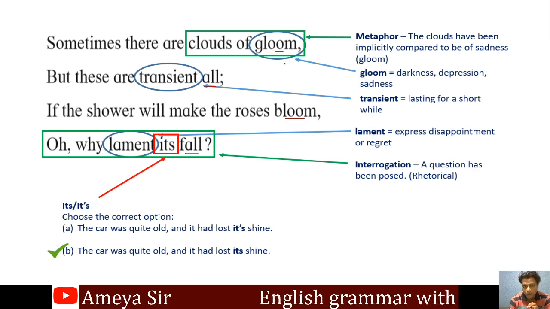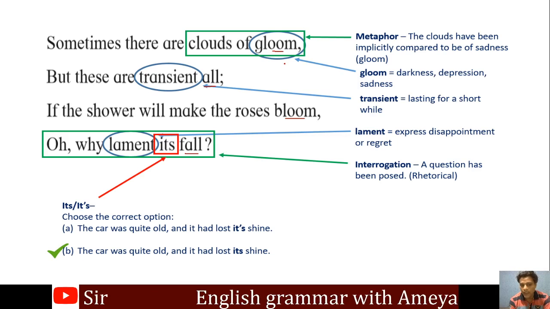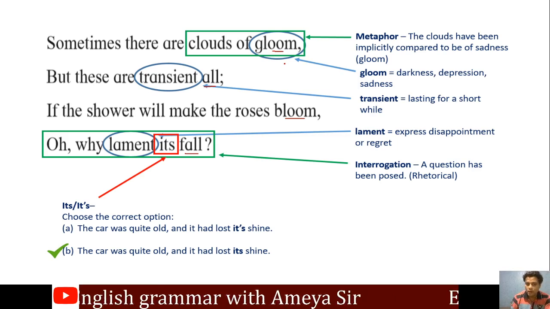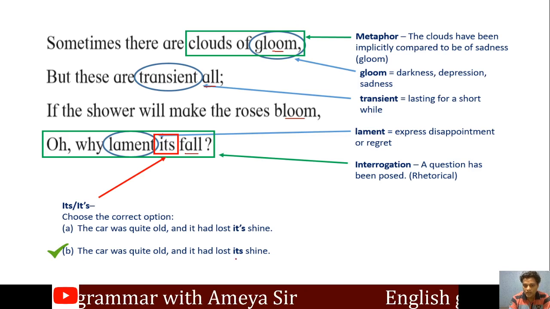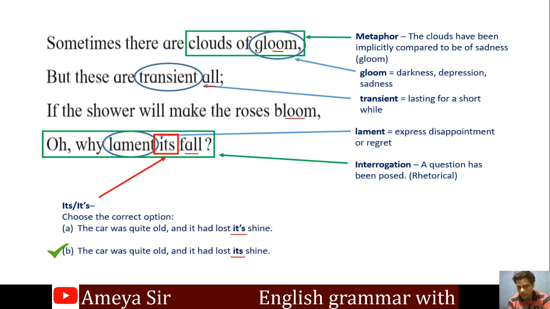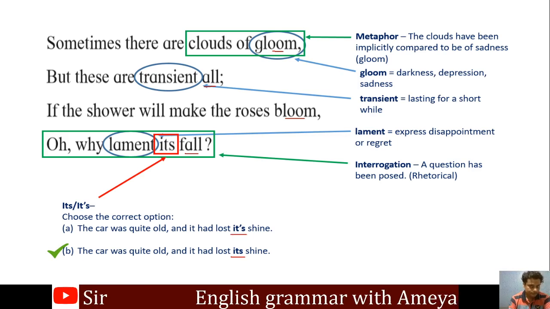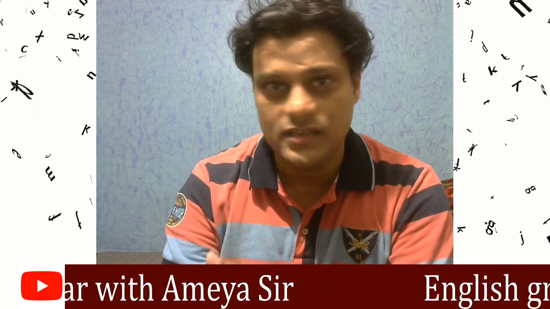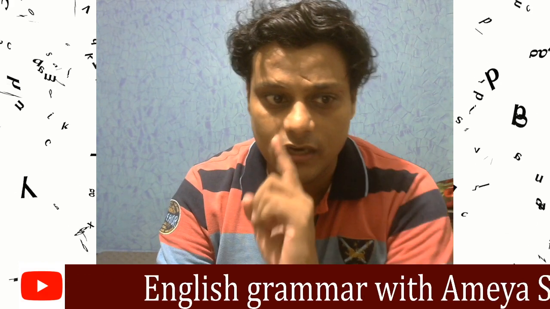So look at the example I've considered. The car was quite old and it had lost its shine. So the shine of the car. The car had lost its shine, so option B is right. If you put an apostrophe and then you write it down, it means it is or it has. A better example of that is: it's Saturday today. It apostrophe s. I'm saying it is Saturday today. Then you write it apostrophe s. But when you want to say belonging to it, then you don't write it with the apostrophe. Very nice point to be noted, guys, this one.